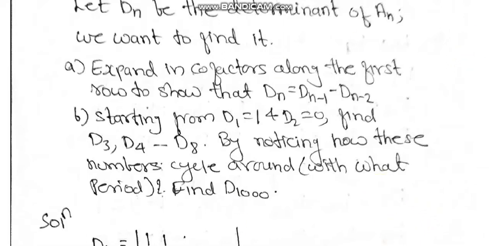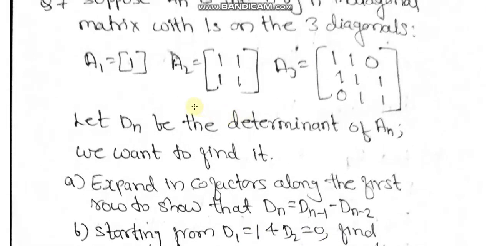They have given you D1, because the determinant of A1, which is 1, will be 1, and D2 is 0. We can observe that the determinant of A2 is 1 into 1 minus 1, which becomes 0. So the determinant of this is 1, and of this is 0. You have to find the determinant of the third, and then try the fourth one. So generalize it, find the equation, and then substitute in that and find the other values of the determinants.